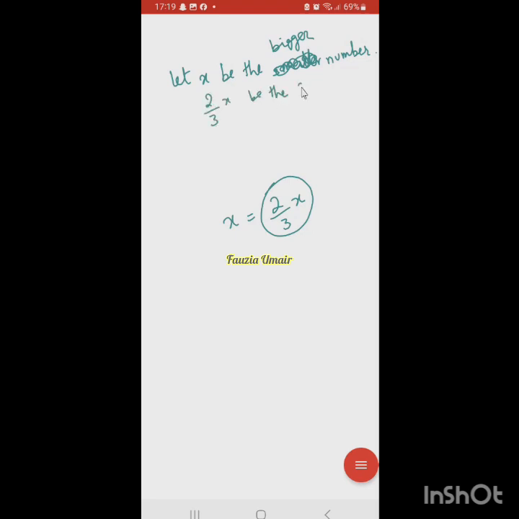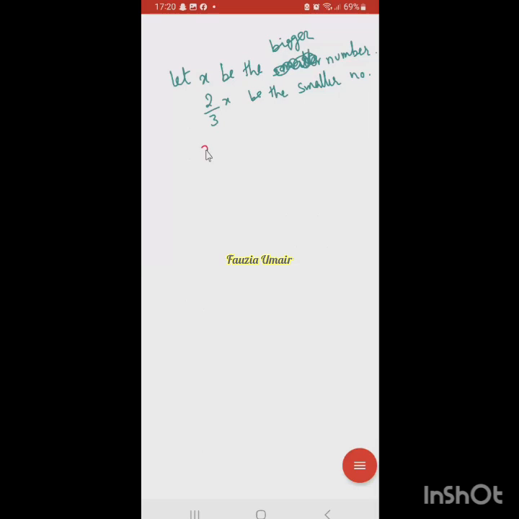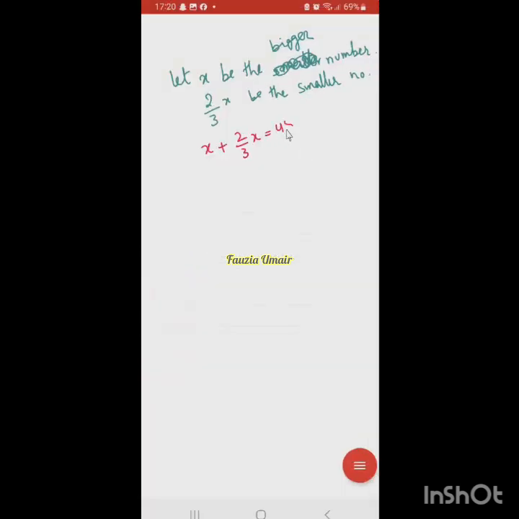If we call x the smaller number, our equation will get complicated. So we said let x be the bigger number, and the smaller number will be 2/3 of it. Now we need to make the equation. The equation is the sum of these two numbers. So x plus 2/3 x is equal to, what is the sum of two numbers? 45.